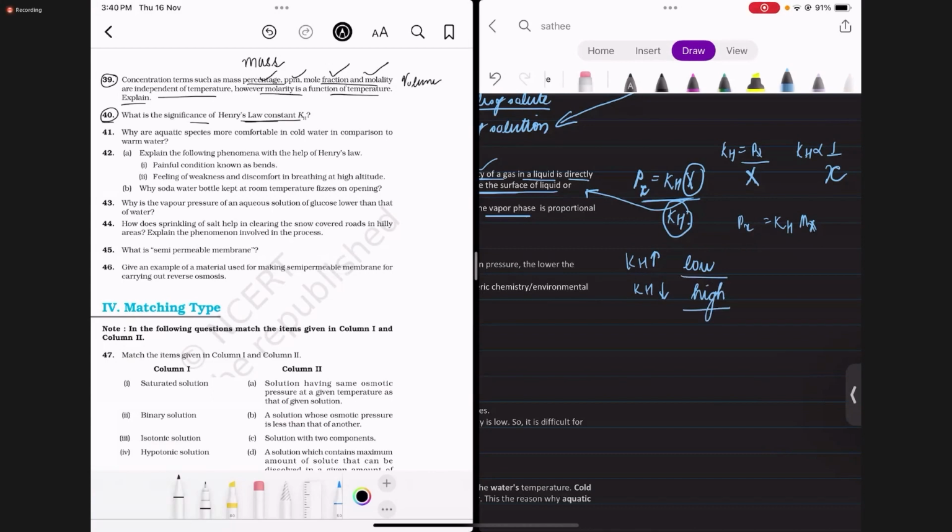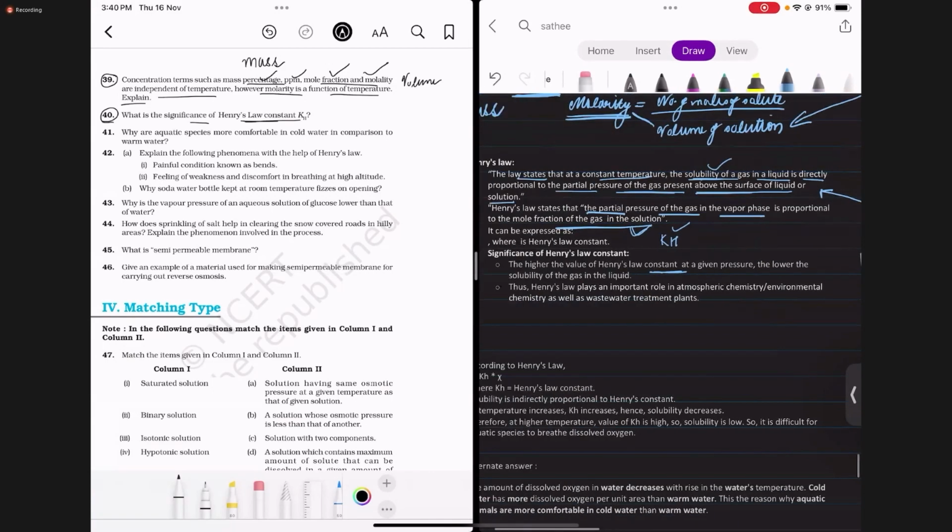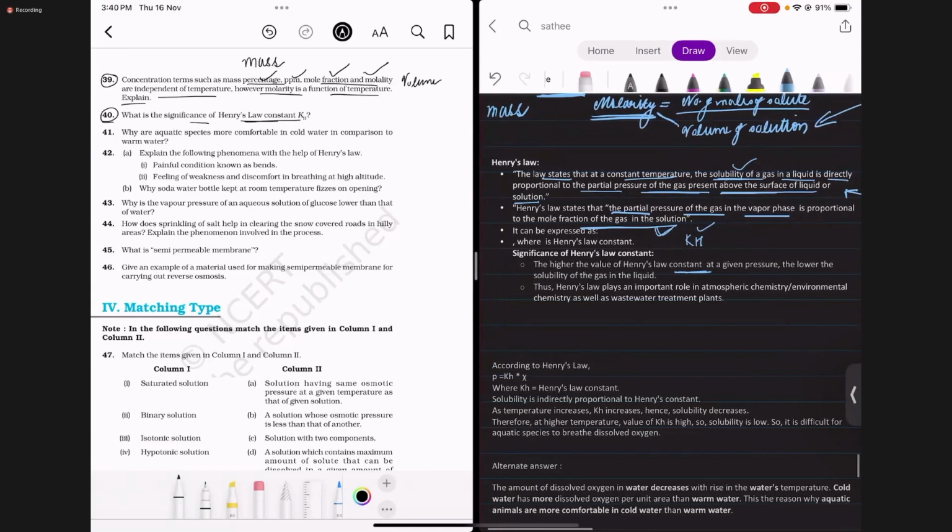So on the basis of this we can say that KH is dependent upon the solubility. So KH determines the solubility of the gas in the liquid. So higher the value of Henry's constant, the lower is the solubility, and Henry's law plays an important role in atmospheric and environmental chemistry as well as wastewater treatment plants. Because of Henry's law we can determine the solubility of a gas in a liquid, and solubility को हम determine करके use कर सकते हैं in atmospheric and environmental chemistry as well as also in wastewater treatment plants.